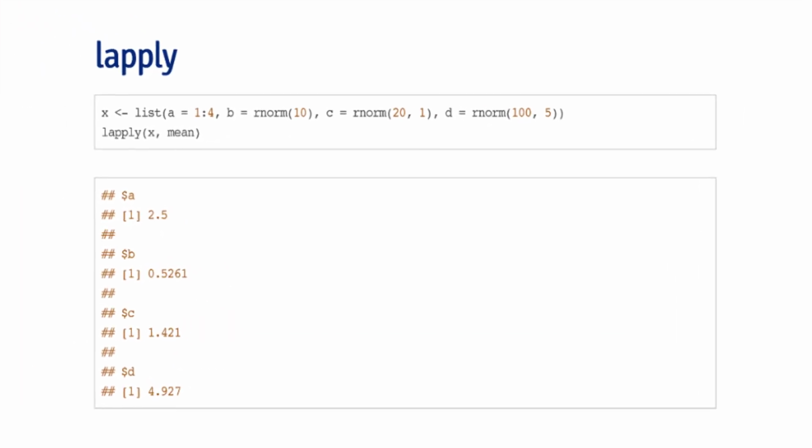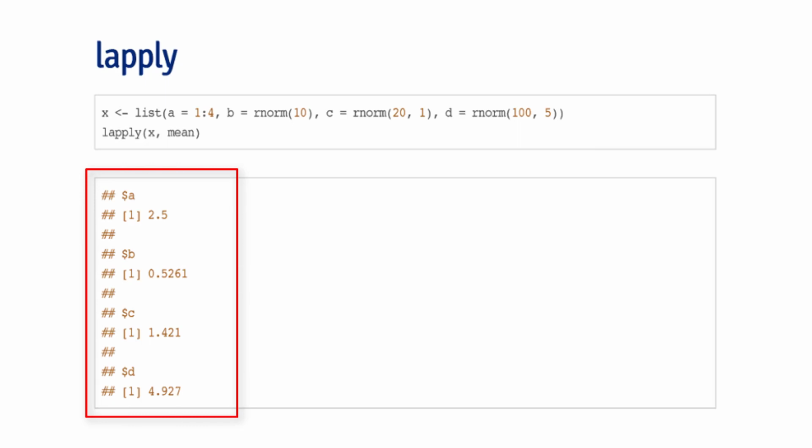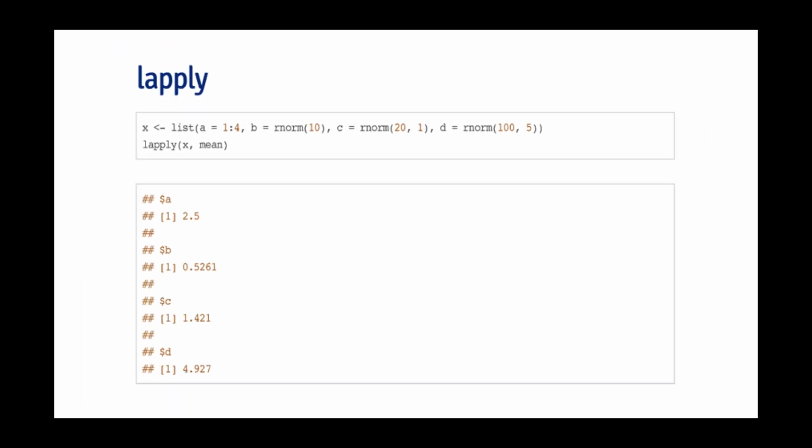Here I've got a slightly more complicated list. Now I've got 4 elements and I'm calling lapply on each of those elements, and I'm getting the mean of each of them. So now I've got a list with 4 elements. The names are preserved, and notice that each of the elements of the original list was a numeric vector of some sort, but what I'm getting back is a vector with just a single number in it for each element of the list.